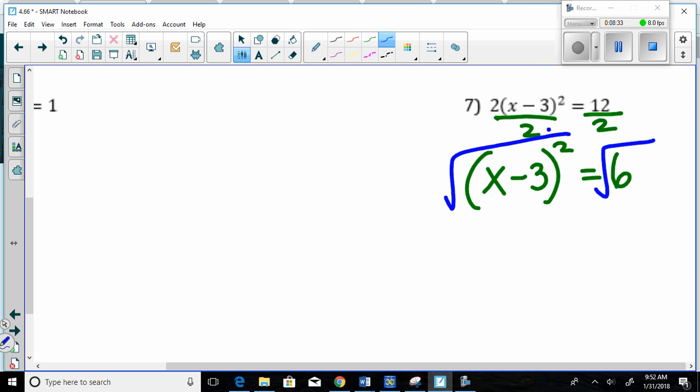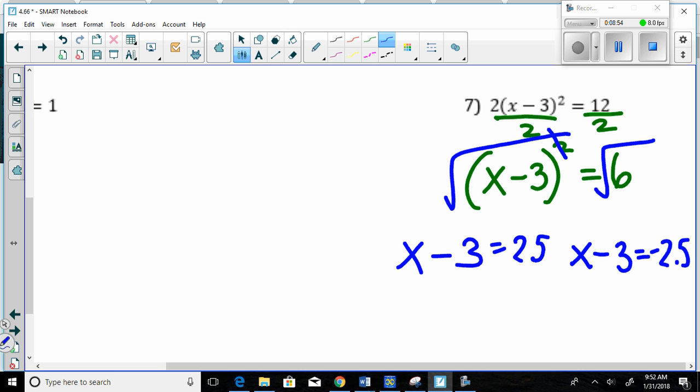So that square gets rid of this. And I end up, what's in the parentheses left? X minus what? 3. We're going to write that twice, because there's 2 answers to the square root of 6. What is it? 2.5. What's the other one? Negative 2.5.